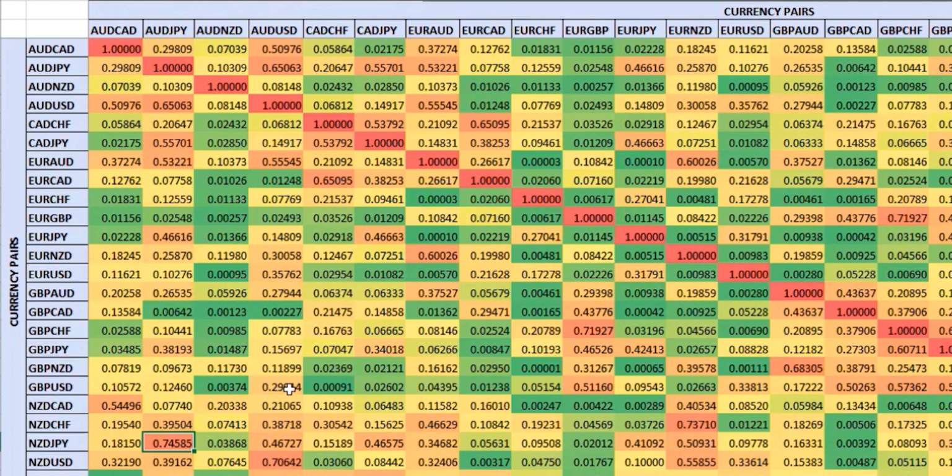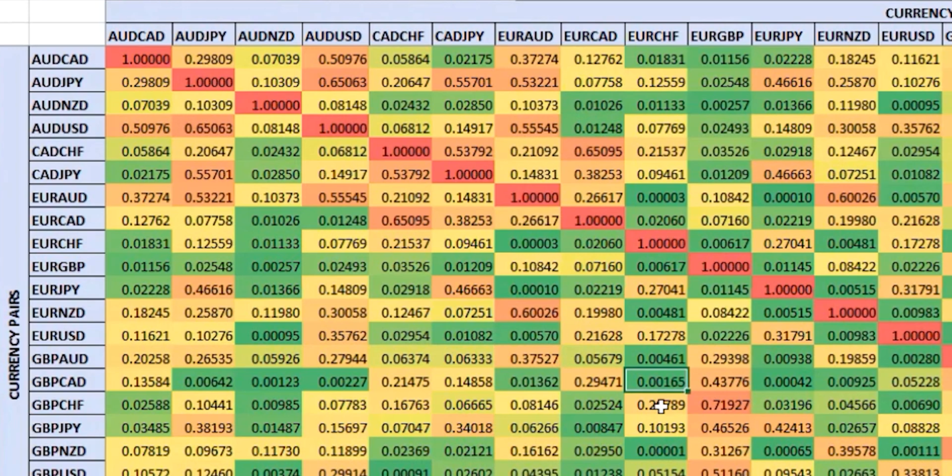Let's now choose a particularly low value, such as this one. So here, this value of 0.001 represents a very low correlation, and this is between Euro Swiss and Pound CAD. And so because there's no common currency here at all, this gives these two pairs a lot more flexibility to behave independently of each other, which of course then leads to that low correlation value.